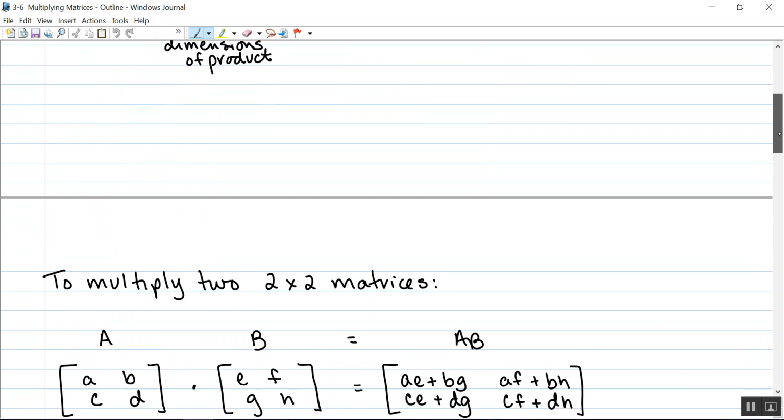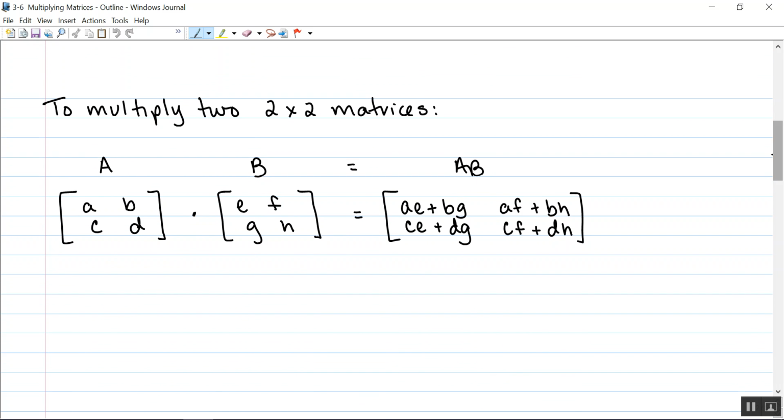So let's take a look at how we actually multiply two matrices. Now it's a little complicated. It's not just a matter of multiplying corresponding elements. It's not just going to be like A times E and B times F and so on. You need to go across the first row of the first matrix and down the first column of the second matrix. So I'm going to do A times E plus B times G. See how I did that? I went across A and down B. So A times E plus B times G gives me my first element in my product matrix.